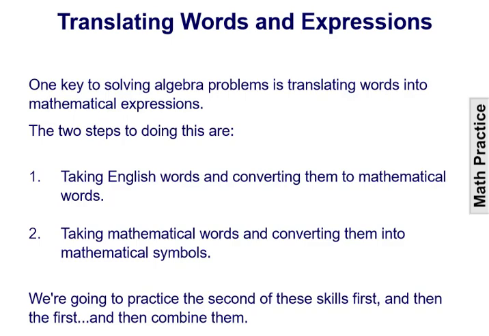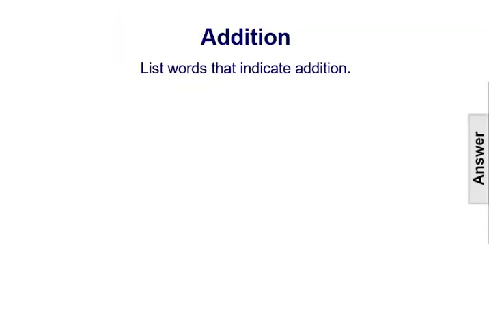So we're going to practice the second of these skills first. We're going to first take some mathematical words and convert them into symbols, and then we'll go back to the first, and then we'll combine the two. So first, it's good to take our basic operations and see the words in everyday English that would indicate that operation. So think about what words would indicate addition.